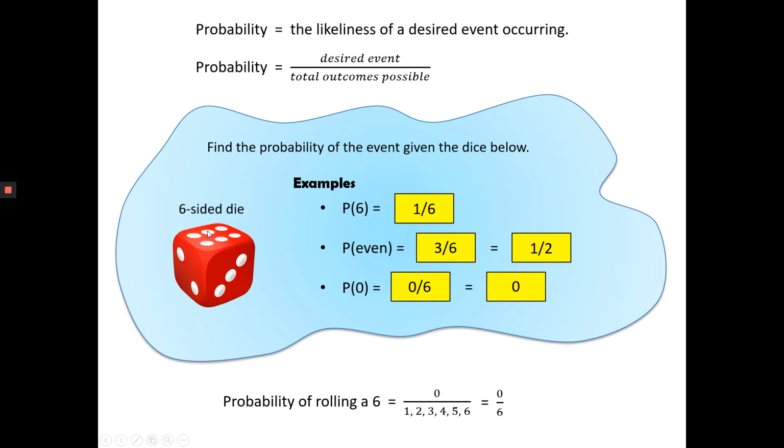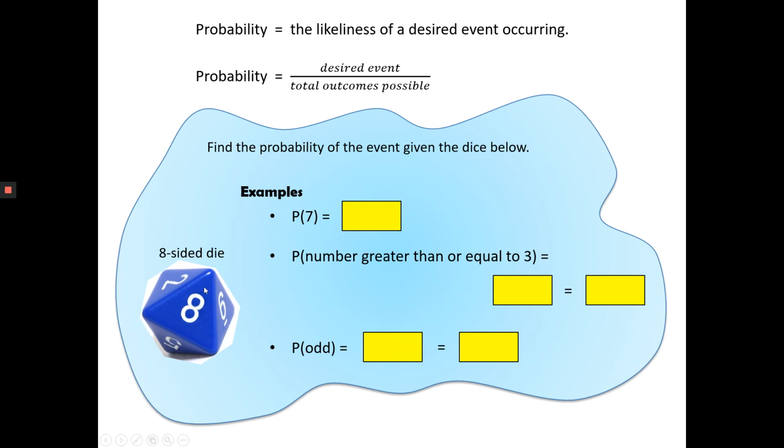And we're going to take a look at one more die for some examples, and that is an eight-sided die. So let's take a look here. For this one, we're going to take a look at the desired event happening. And since it's an eight-sided die, all the possible outcomes are going to be out of 8. So what's the probability of it landing on a 7? Well, the 7 is only one side out of those 8, so it's going to be 1 out of 8.